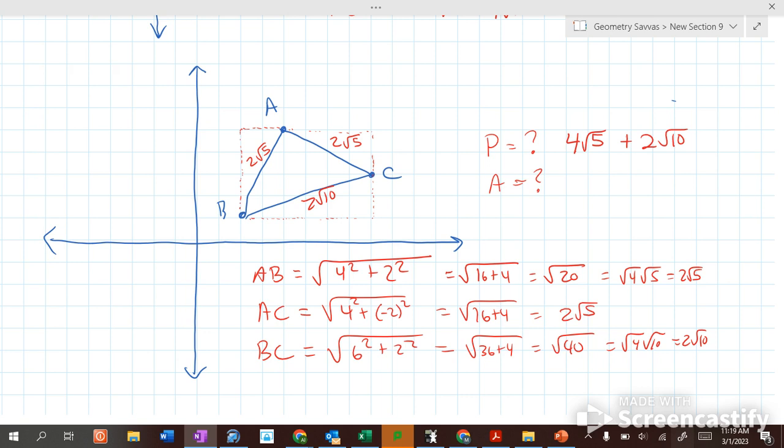To find the area, we have to figure out if this is a right angle or not at angle A. So if we go up 4 and to the right 2, the slope of this one is 2. If we go down 2 to the right 4, the slope of this one is negative 1/2. Are those opposite reciprocals? Yeah. So that makes a right angle there. So if we have a right angle, the area is 1/2 the two sides that surround the right angle: 2 square root of 5 times 2 square root of 5.